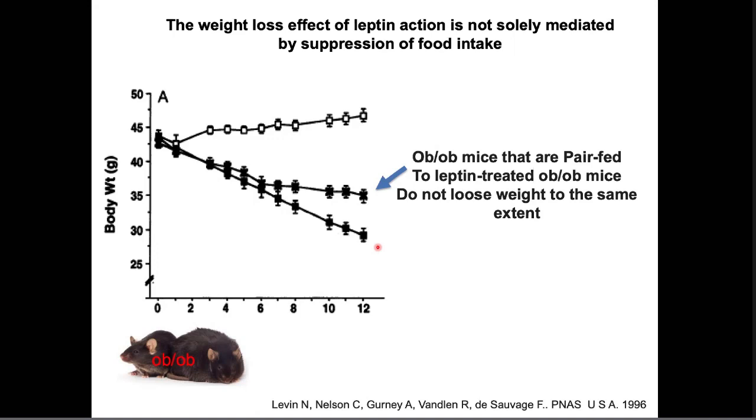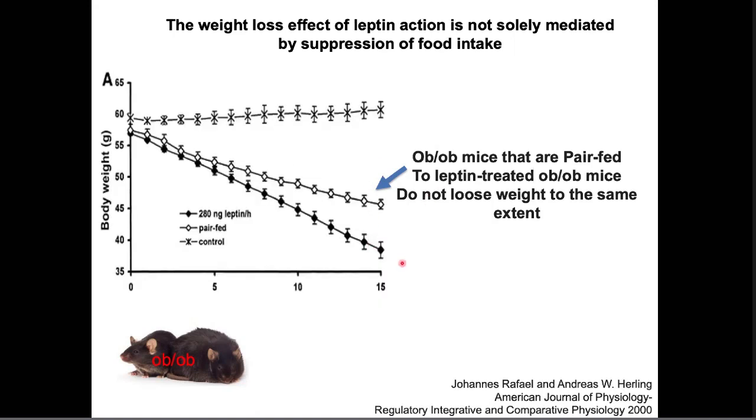But the fact of the matter is that this only happens in the beginning, in the first few days. After that, the animals that are pair-fed to leptin-treated animals but do not receive leptin treatment don't lose the same amount of weight. So there is a delta here. And this is not observed just once. It was observed by multiple groups in different institutes. So we thought, what is generating this delta? This was the question that inspired the beginning of my lab back in 2013 at the Gulbenkian Institute in Portugal.